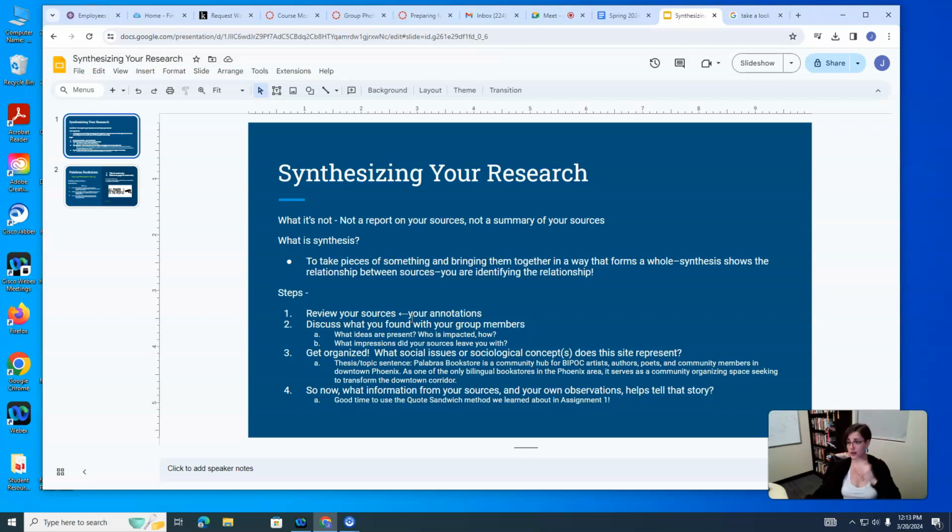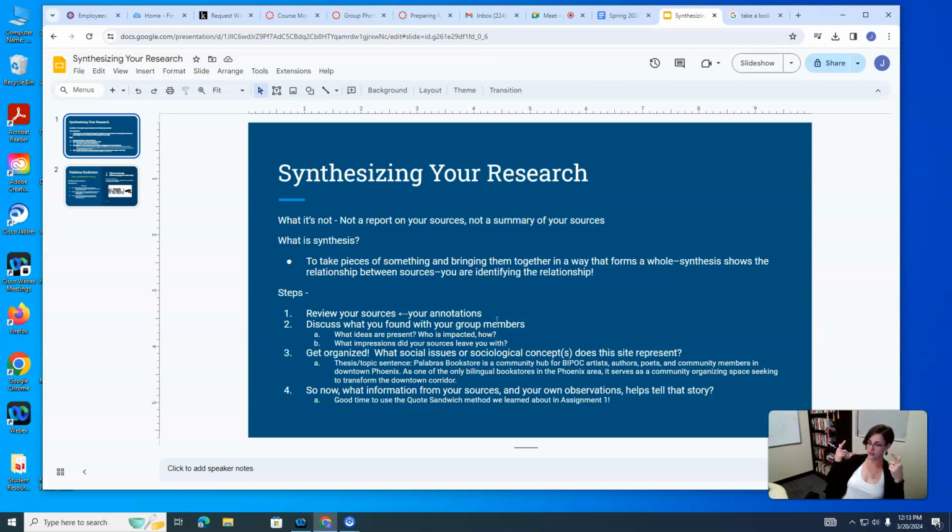All of them, the ones that you wrote and the ones that your peers wrote, right? And what I want you to start thinking about is what ideas are presented. How do these resources help you to understand who is impacted? What impressions do your sources leave you with regarding your particular event, right?